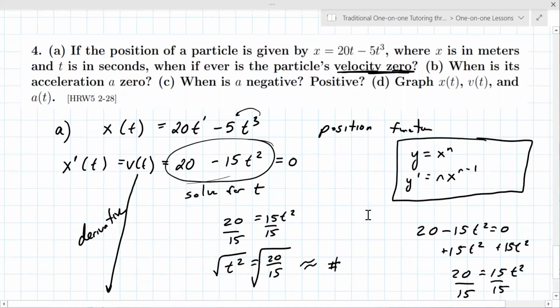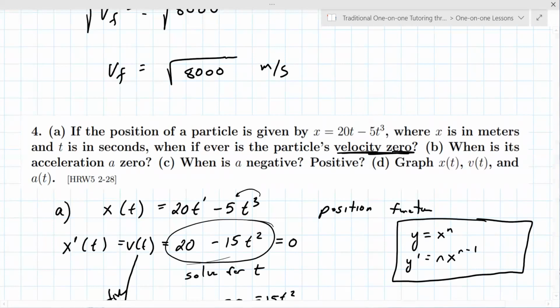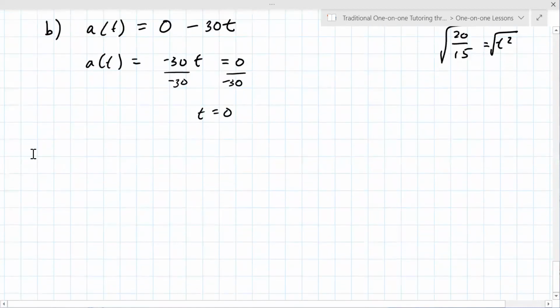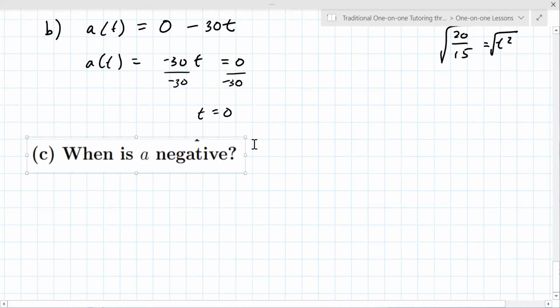All right, so let's look at part C. Okay, so when is a negative? Part C says, when is the acceleration negative? So a of t is minus 30t.